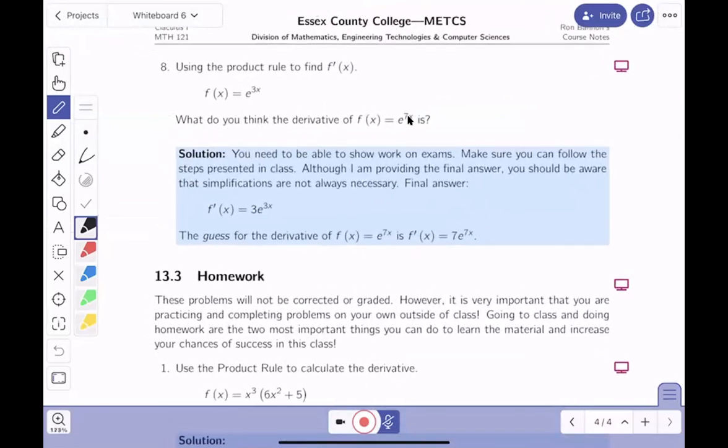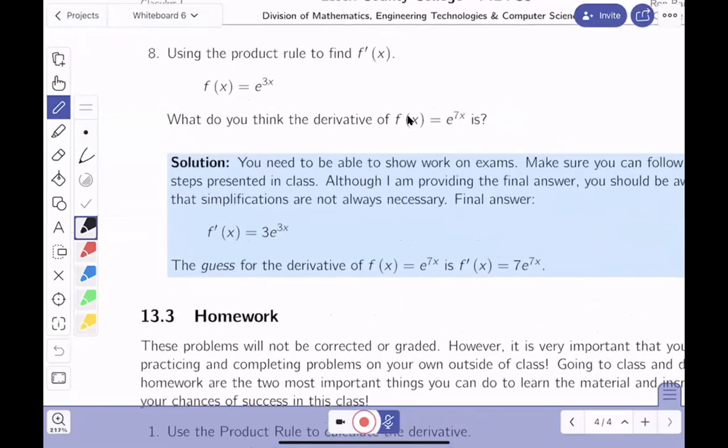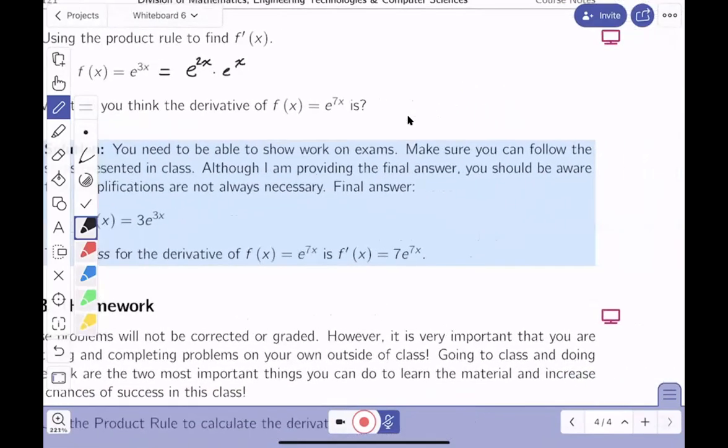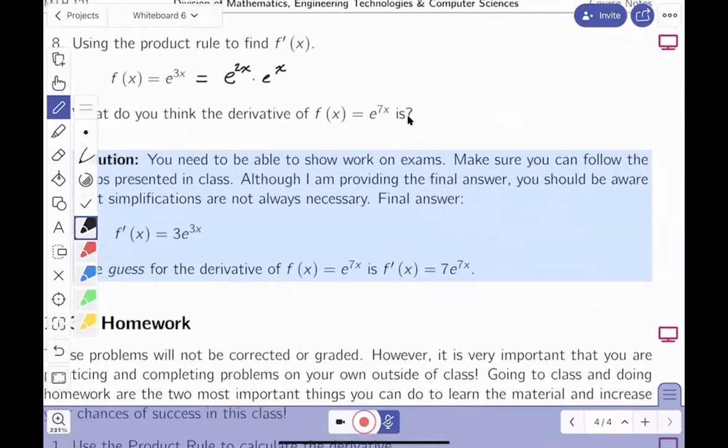All right, now number 8, I'm going to say deja vu. It's related to the first problem we've done. So let's write this down. This is related to the first problem we've done, which was e to the 2x. We know that guy's derivative. I'm going to write this as the product. Now, what am I going to do? Well, I know the derivative of the first one, so I'm going to use product rule.